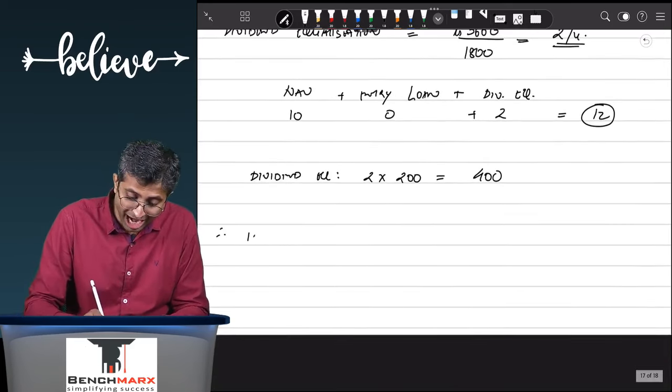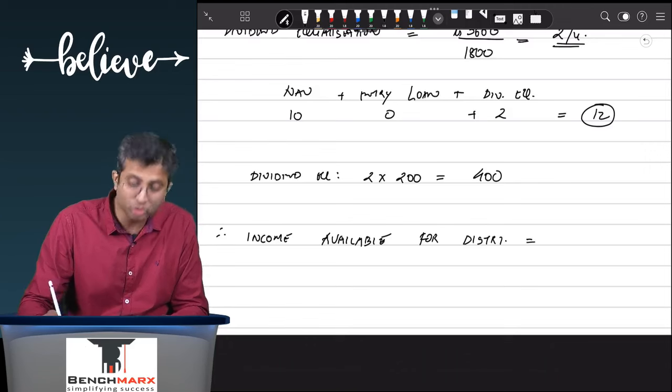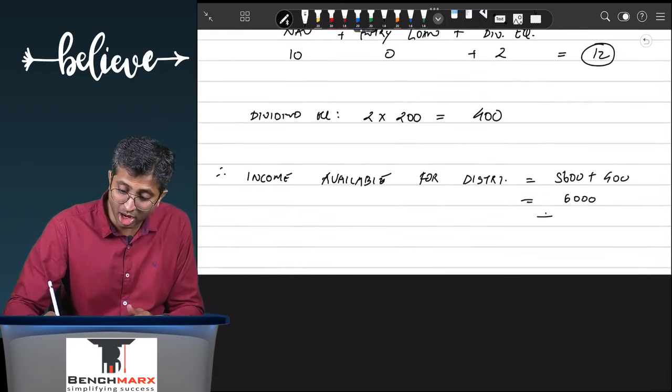So therefore at the end of the year, your income available for distribution will be 3,600 plus 2,000 plus another 400. So 5,600 of profits earned plus another 400, and hence 6,000, and this 6,000 will be distributed among the 2,000 unit holders, that is 3 per unit.